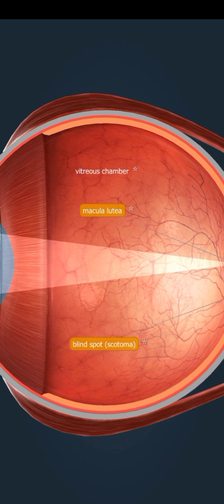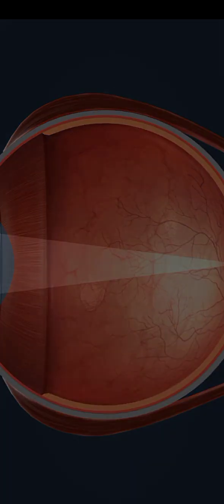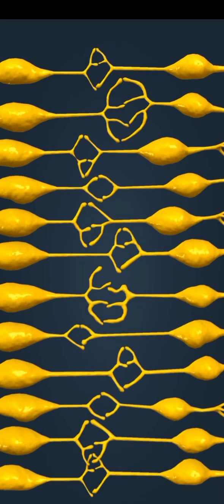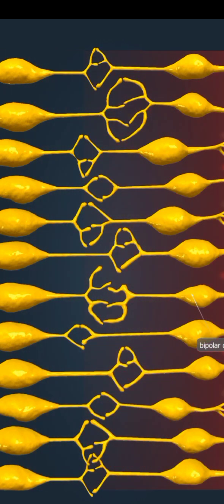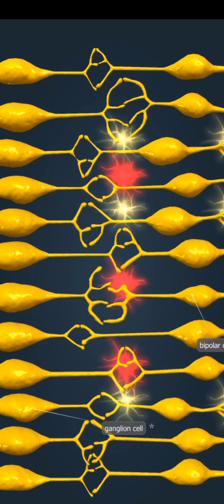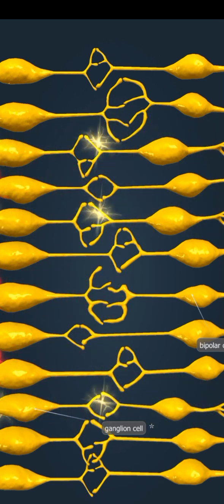The impulses produced by the receptors in the retina are transmitted to the brain by the nerve fibers in the optic nerve. The receptors in the retina are called rod cells and cone cells. They transmit impulses to the bipolar cells which stimulate ganglion cells. The axons of the ganglion cells form the optic nerve.